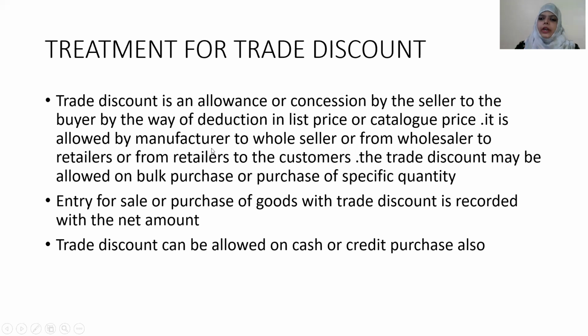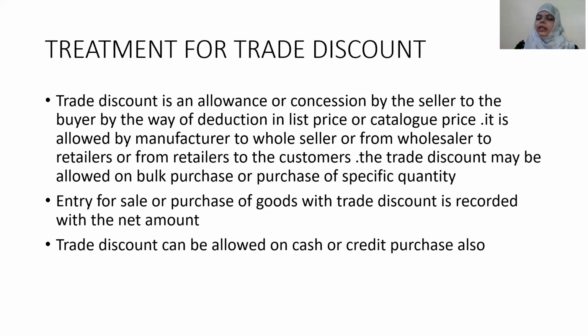Next is treatment of trade discount. Now, what do we understand by trade discount? Trade discount is an allowance or concession by the seller to the buyer by way of deduction in the list price or catalog price. There is a price mentioned on every item that we purchase. Suppose goods are sold for rupees 100 and a discount of 10% is given. 10% means 10 rupees. So if we got that product at rupees 90, then we are getting a trade discount of 10%.